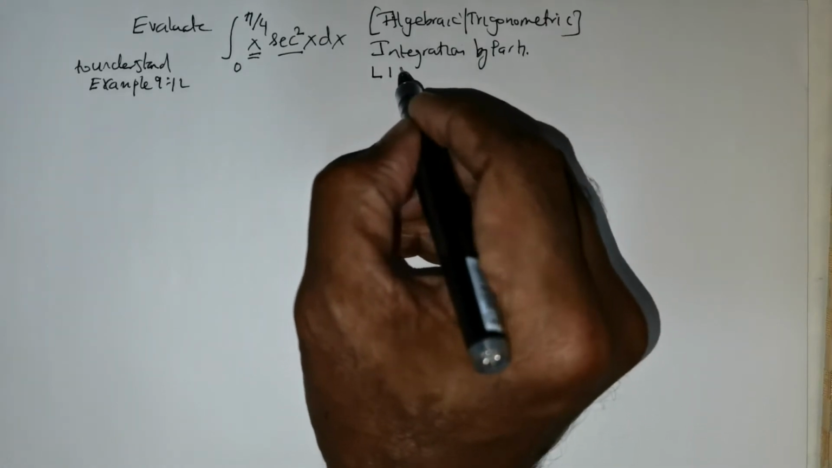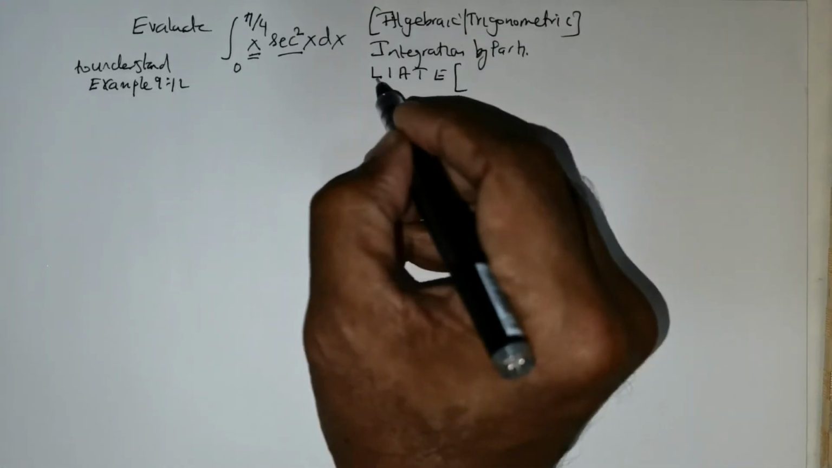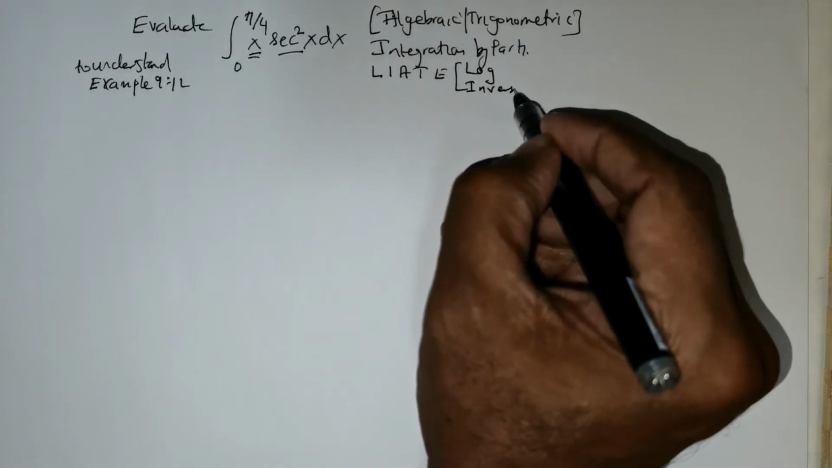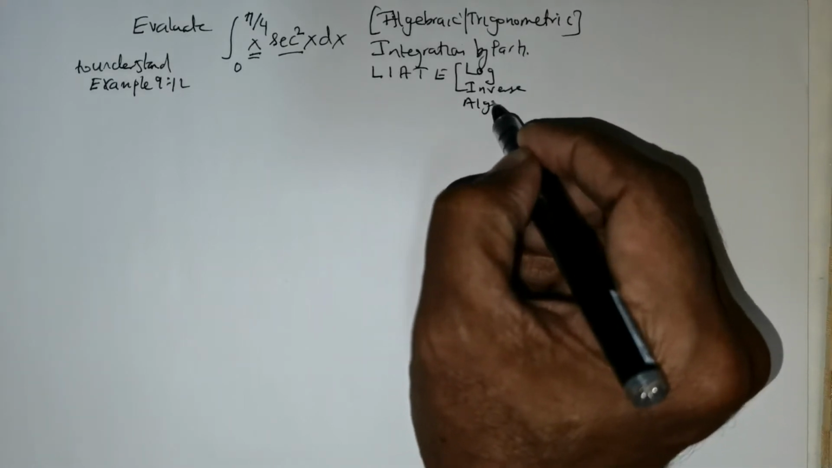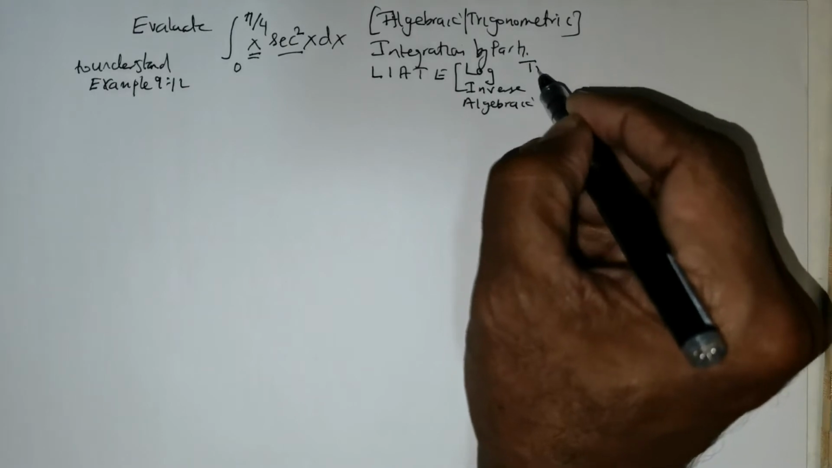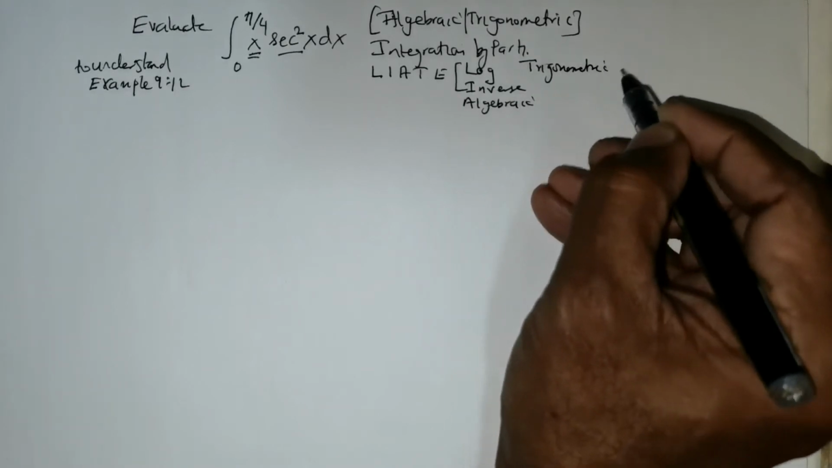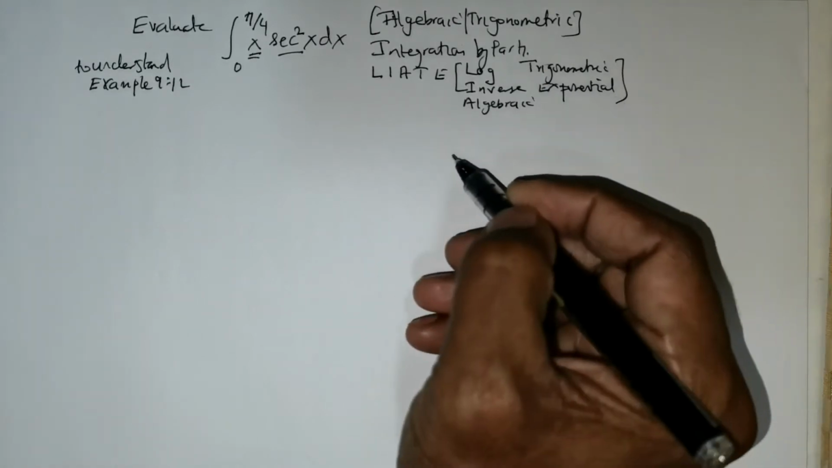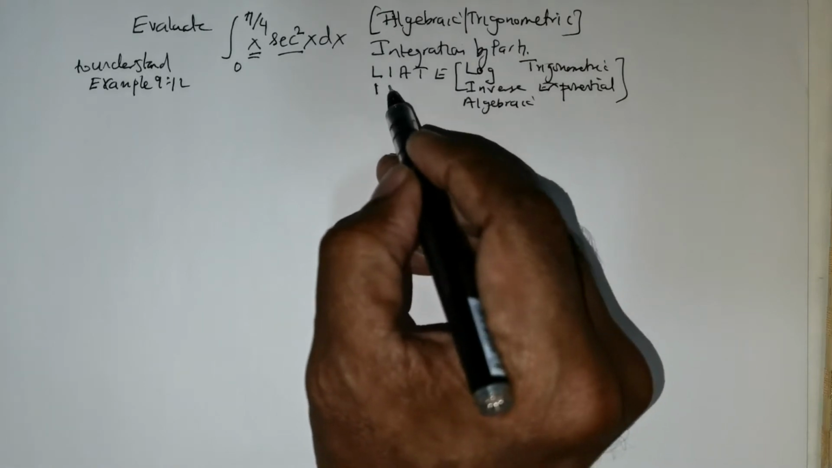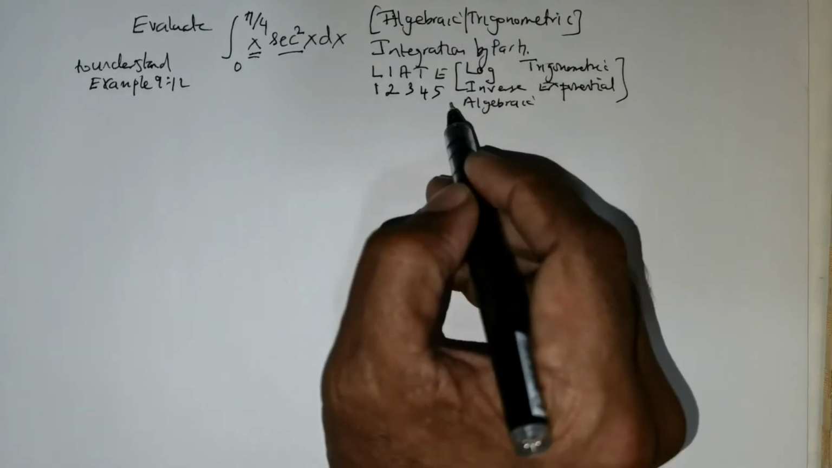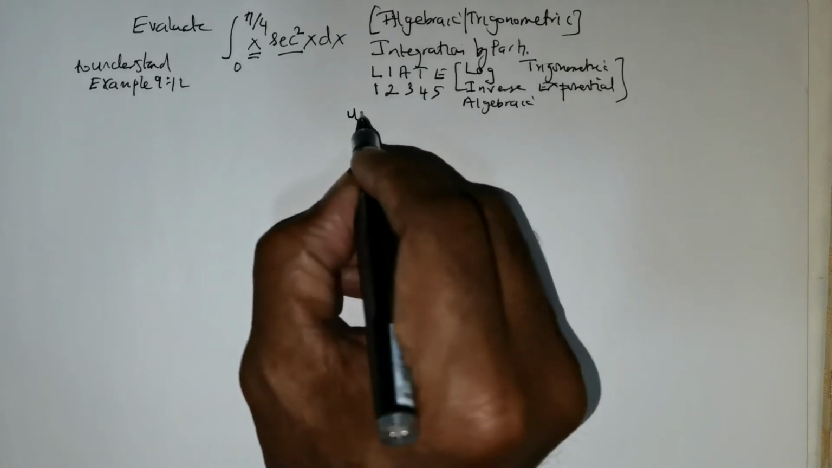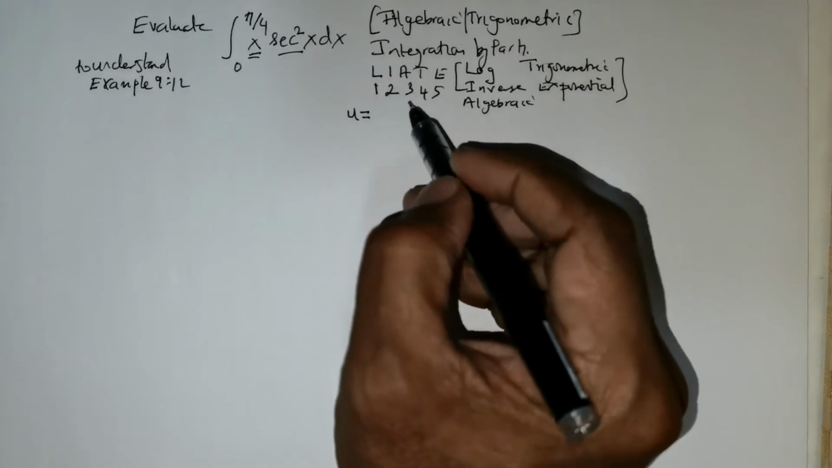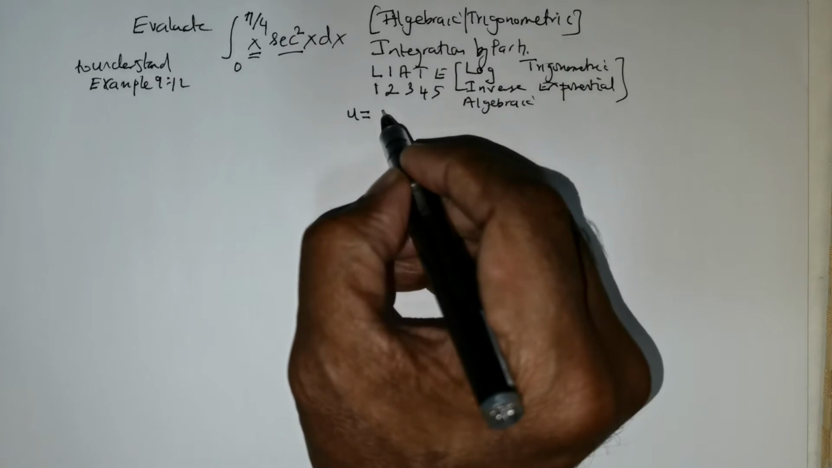So you have to use the law LIATE, L-I-A-T-E. L stands for logarithmic functions, I stands for inverse functions, A stands for algebraic functions, T stands for trigonometric functions, and E stands for exponential functions. Depending upon this order, 1, 2, 3, 4, 5, you assign the value for u. Algebraic comes before trigonometric, so we take u as x.